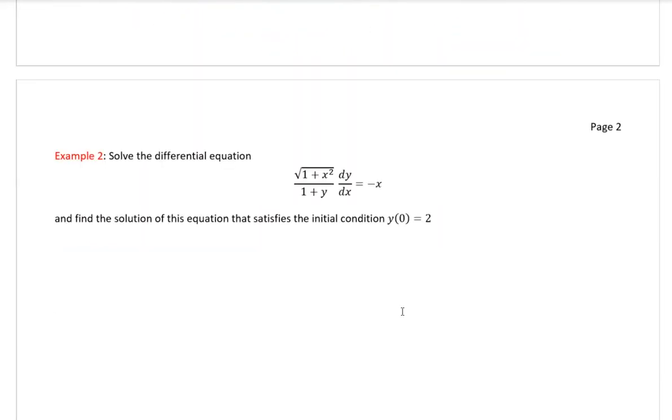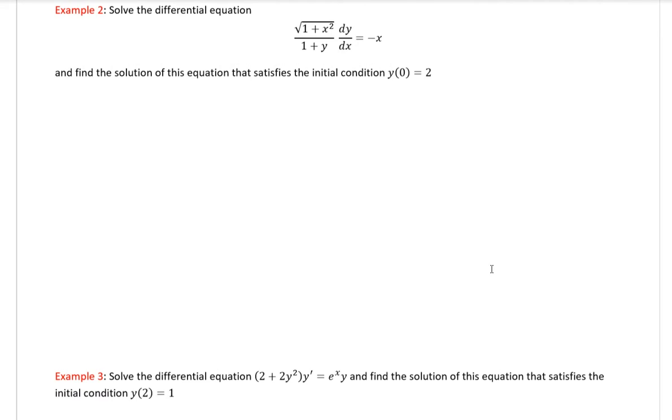Let's do another example. We have to solve the differential equation. This one looks a little more complicated. The square root of 1 + x² over 1 + y times dy/dx = -x. All right. So notice again, we want to make this separable, so we want to combine all variables of one type on one side and all variables of the other type on the other side. And then we're going to solve this using the initial condition y(0) = 2.